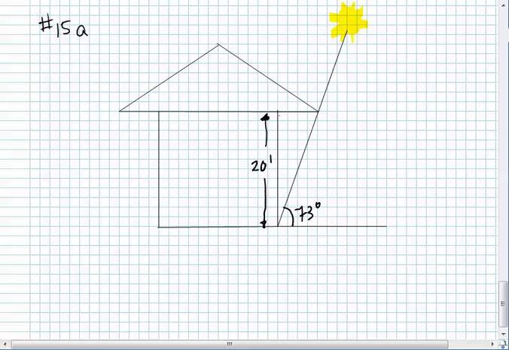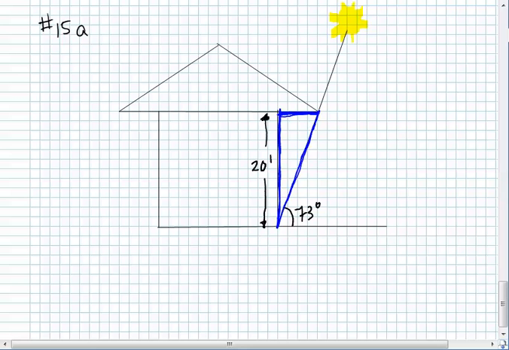In other words, this distance here, how long this overhang needs to be so that the shadow falls right to the ground. So the sun doesn't actually hit the wall at all. And so basically this is the triangle that we're solving here, okay?